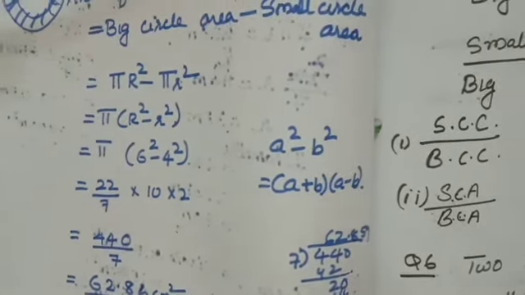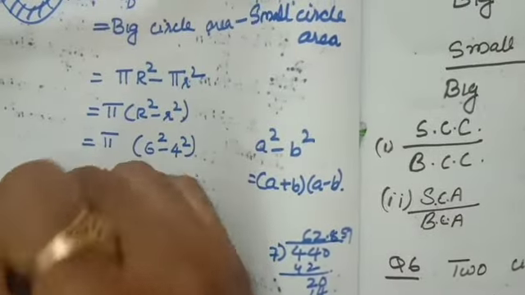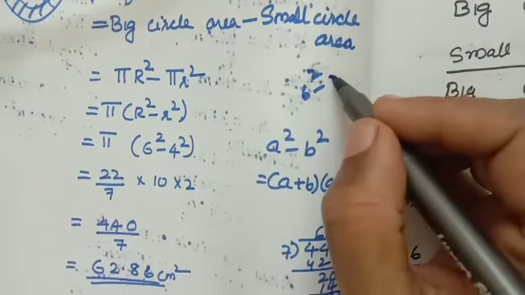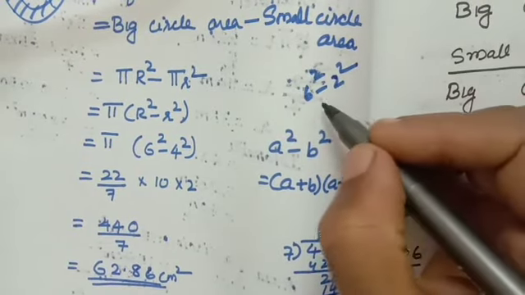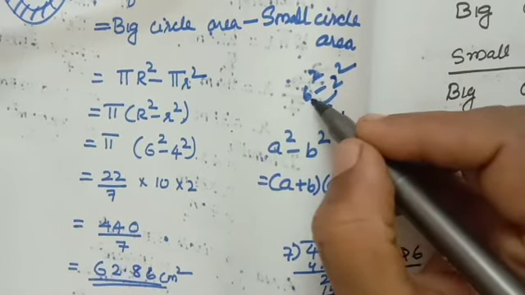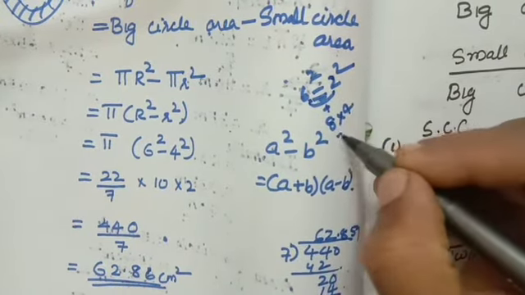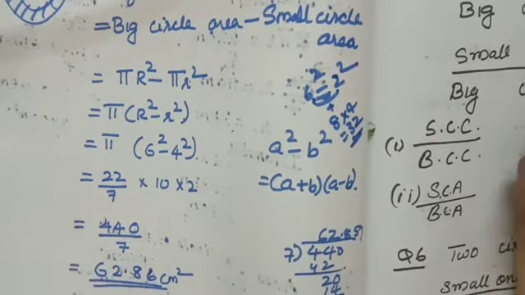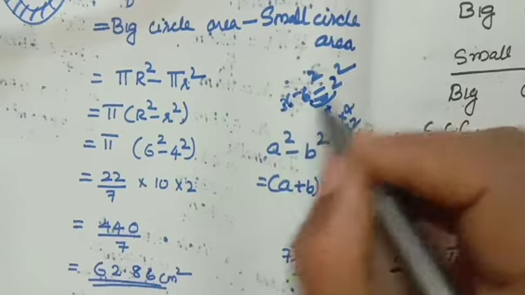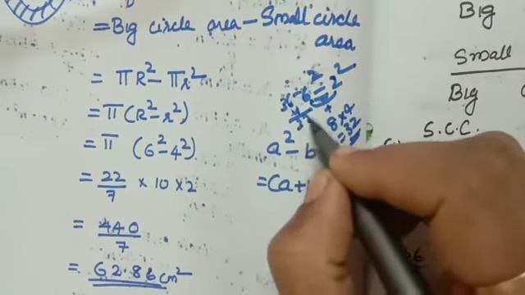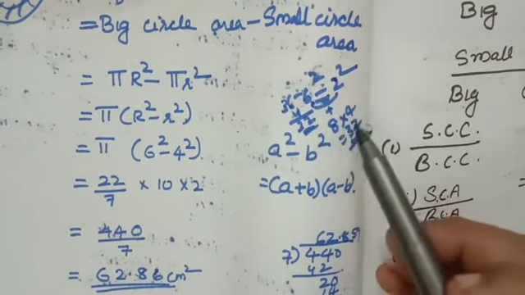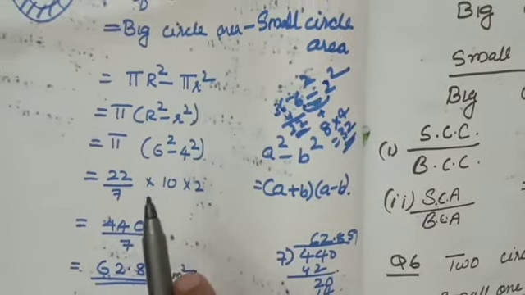Suppose you want 6 square minus 2 square. What will you do? First you add, 8. After that you subtract, 4. The answer will be 32. Otherwise you can check it: 6 sixes are 36, 2 twos are 4, and you will get 32. This is the easy method. First you add, then you subtract, then multiply. So today I did it here also.